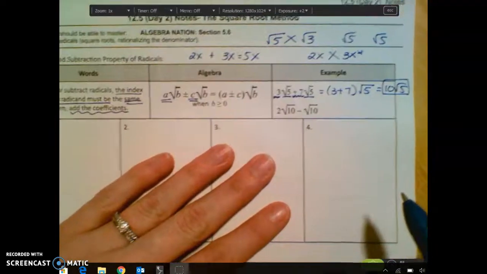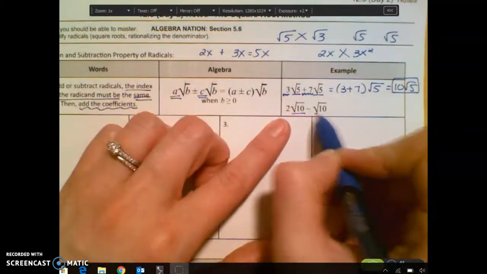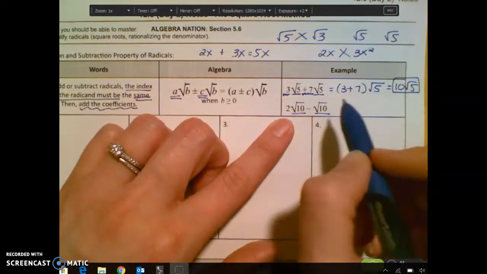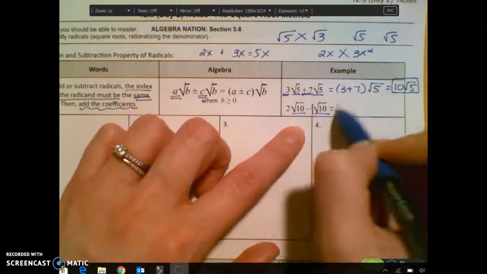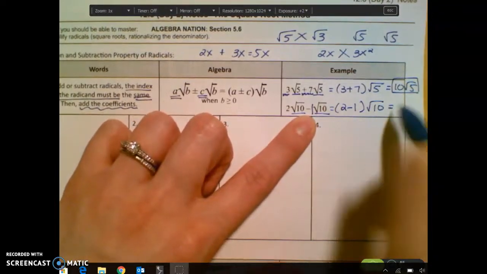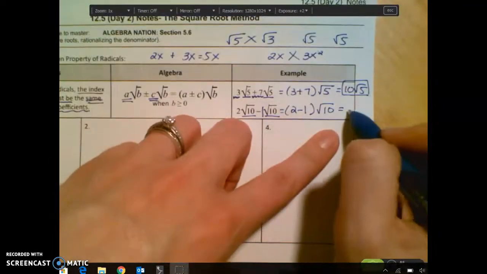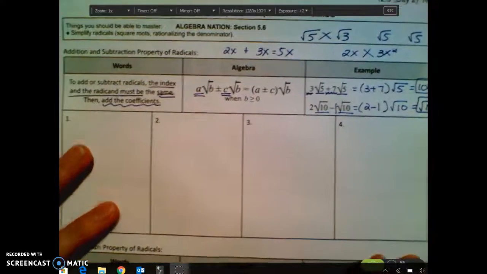Well, let's look at this one. 2 root 10 minus root 10. We have the same root, the same radicand, square root of 10, square root of 10. In front of this one, we know it's a 1. So we're going to take 2 minus 1, root 10. That leaves us with 1 root 10, or just root 10. Okay? So let's put this property to use.